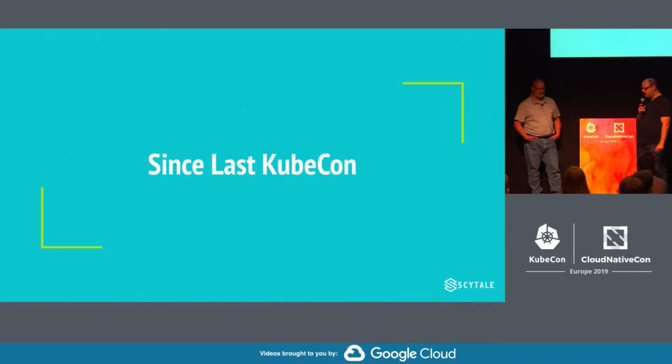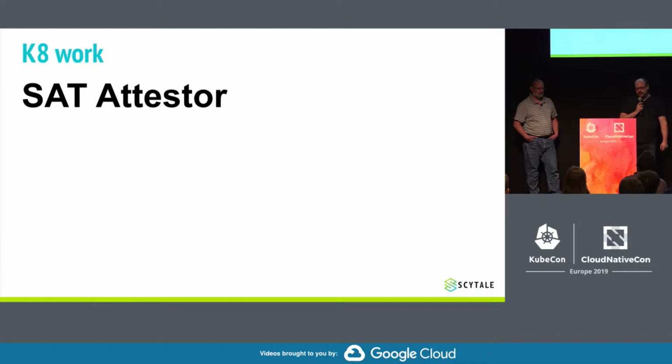So since last KubeCon, what we've really done is we went back and concentrated on getting SPIRE running on Kubernetes. And that's a lot of the work that we've been doing for the last, I would say, 4 months. Some of the things that we did is we created a SAT attestor. A SAT attestor is using the service account token from Kubernetes. And really, it's for versions of Kubernetes that don't have the token volume projection, things like EKS or an older version of Kubernetes.